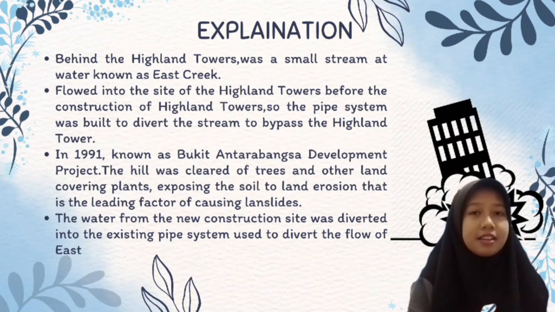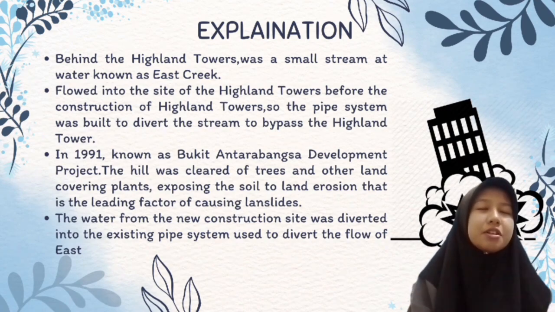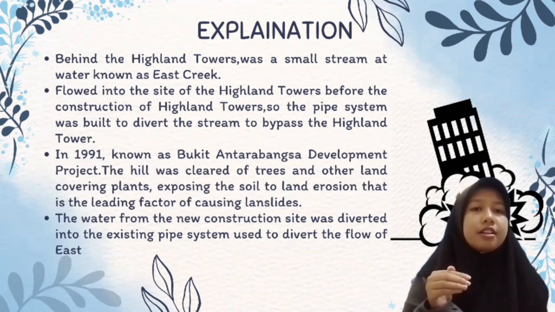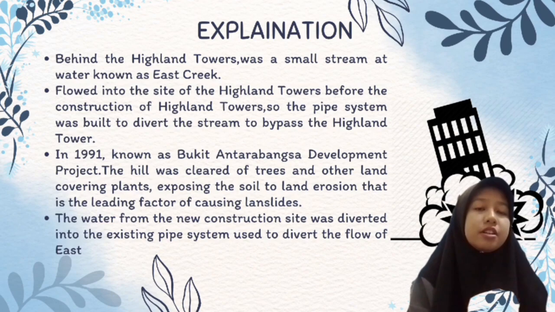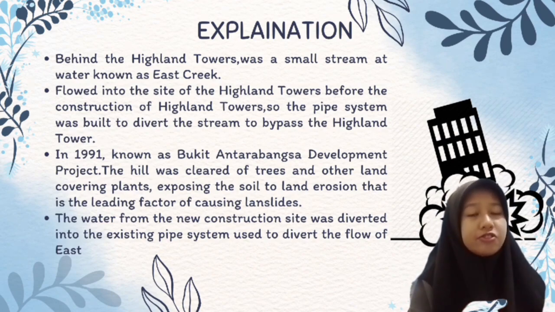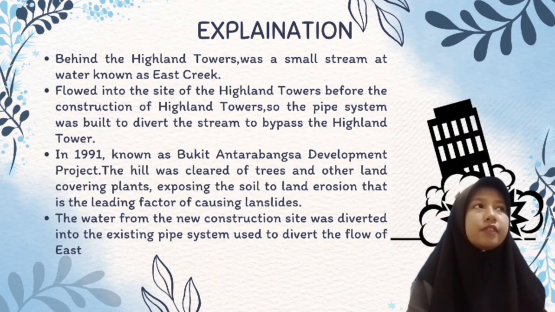So, in 1991, a major development project called the Bukit Antarabangsa Development Project began near the Highland Towers. Large areas of trees and vegetation on the nearby hills were cleared to make space for new buildings. After that, when trees and plants were removed, the soil became exposed without tree roots to hold it together. Rainwater started washing it away. This erosion weakened the stability of the hill, increasing the risk of landslides.